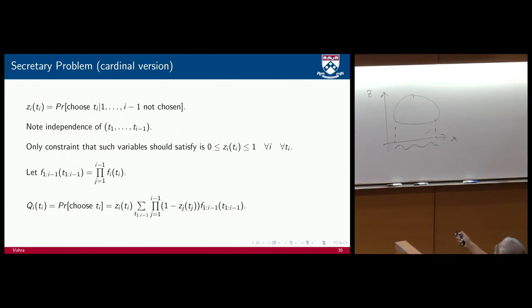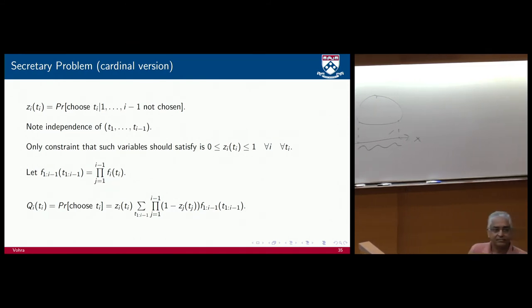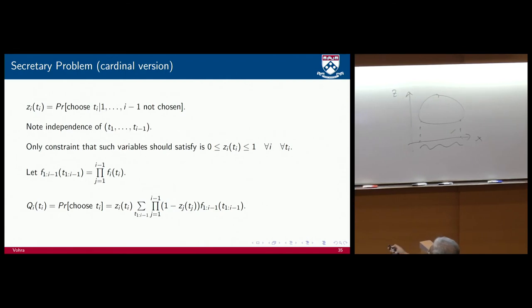The only constraint I should have is that Zi of Ti is between 0 and 1. So that's my allocation variable. Just a little piece of notation. F subscript 1 colon I-1, T subscript 1 colon I-1. Basically, what is the probability of seeing that particular profile of types? And notice I'm assuming independence across boxes, so it's a product.